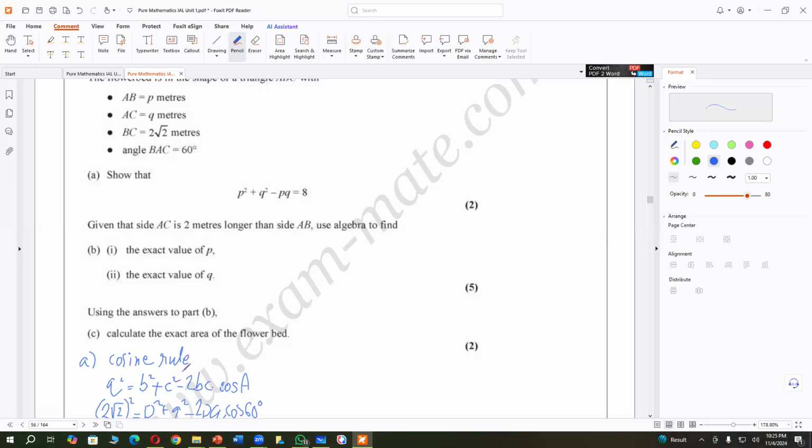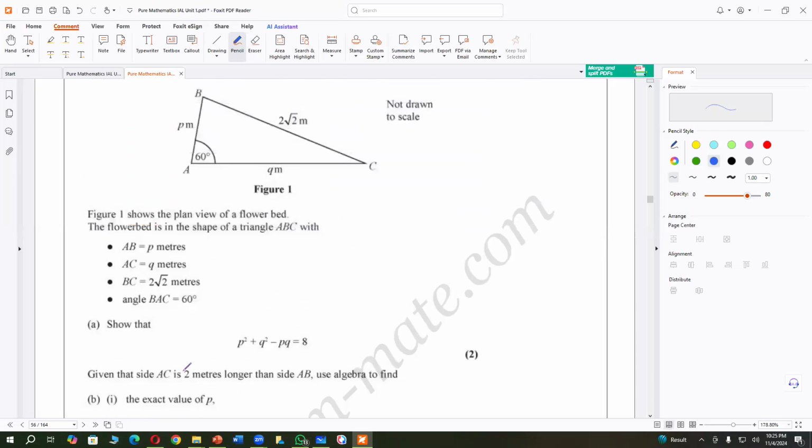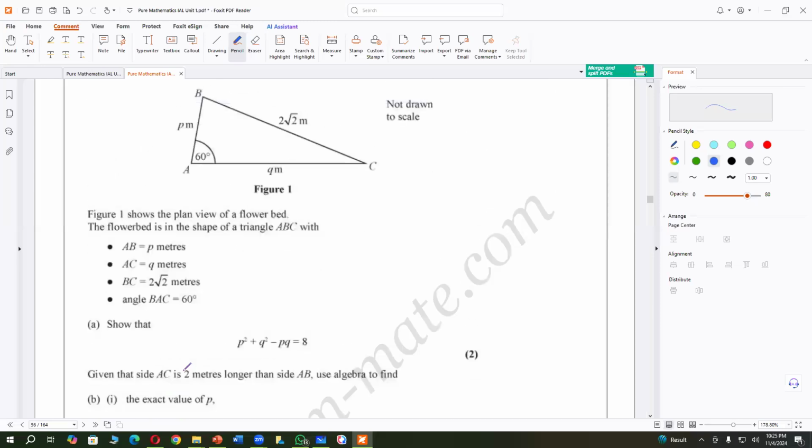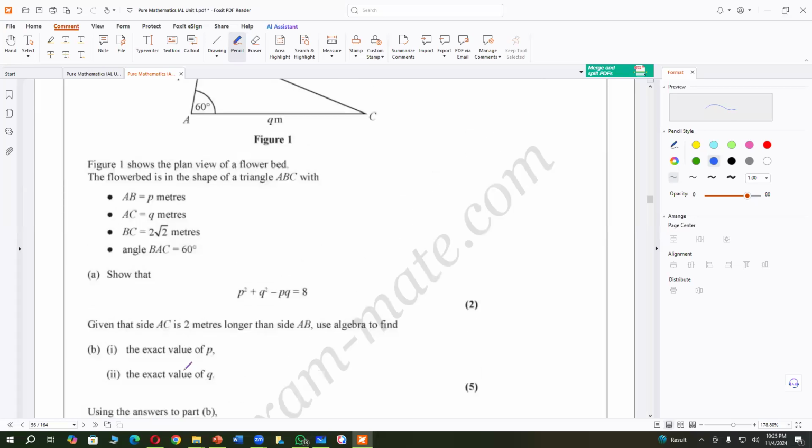So the exact value of P, are you saying that AC is 2 meter longer than AB? So if AC is 2 meter longer than AB, and AB is P, should we say that Q is equal to P plus 2?